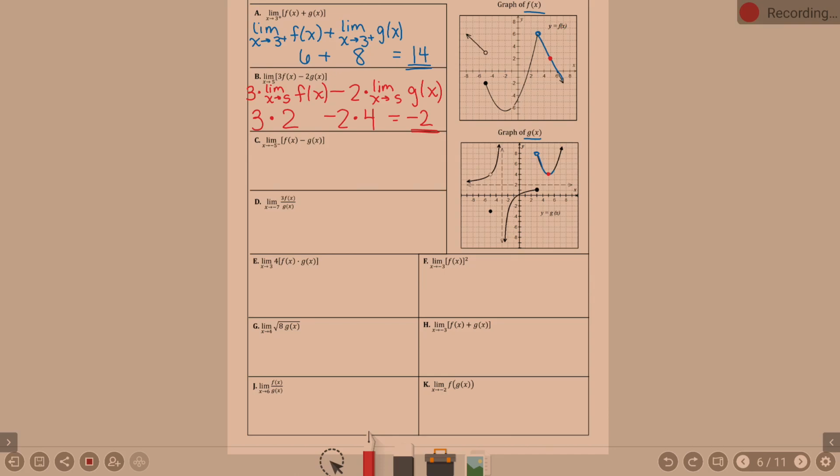C, the limit as x approaches -5 from the left of f of x minus g of x. Officially it can be broken into two limits being subtracted: the limit as x approaches -5 from the left of f of x minus the limit as x approaches -5 from the left of g of x.